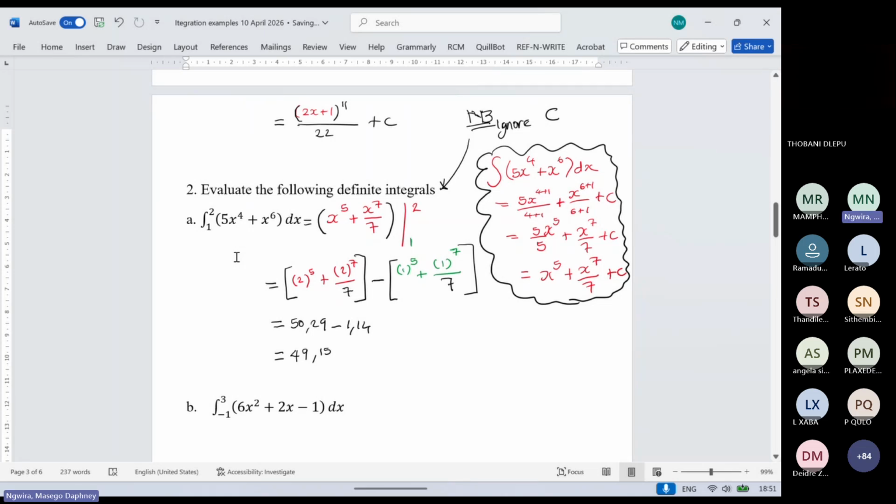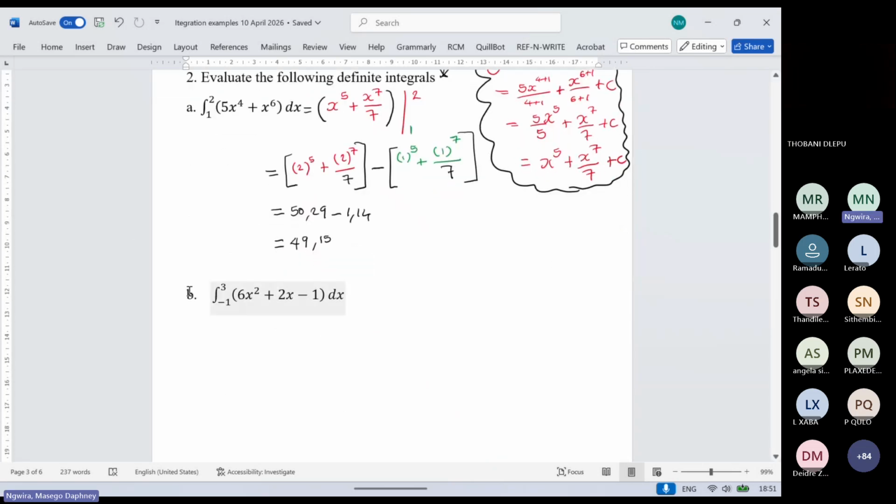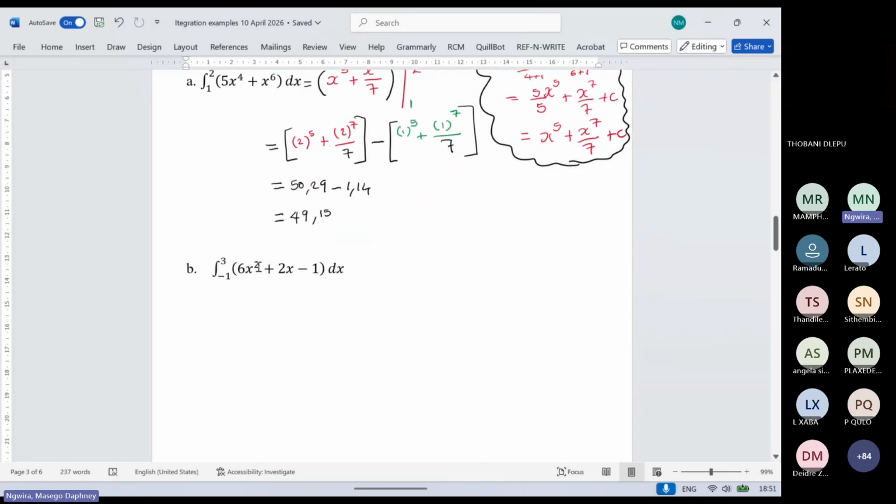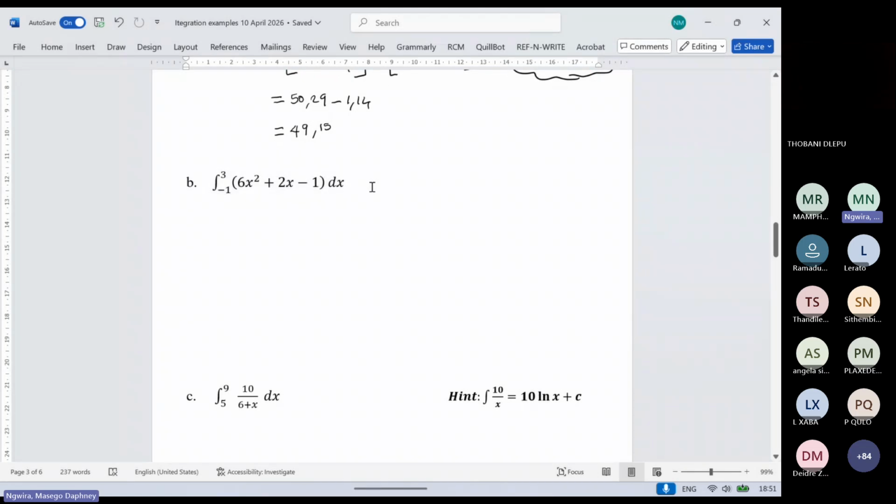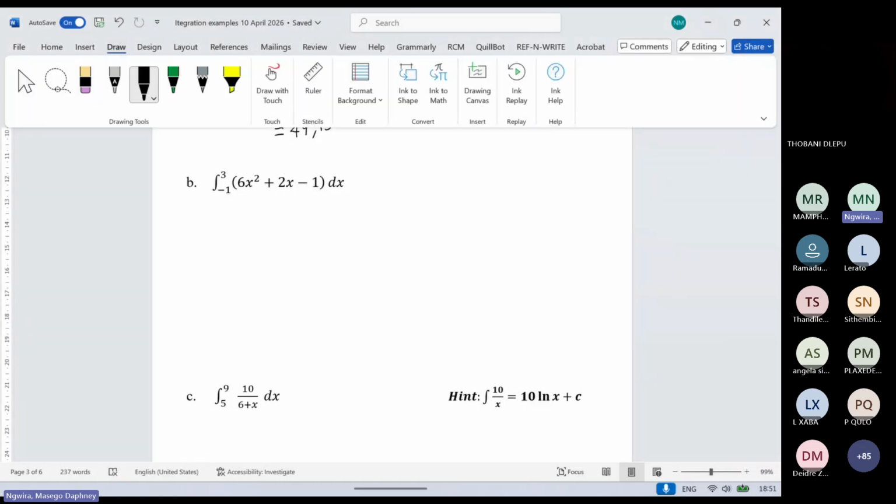So remember, your assessment is multiple choice, so you must find the answer that is the same as this one. So that's how we do this one. And then now we move on to B. If you didn't get it, I'll do it again. So we are going to start by integrating.